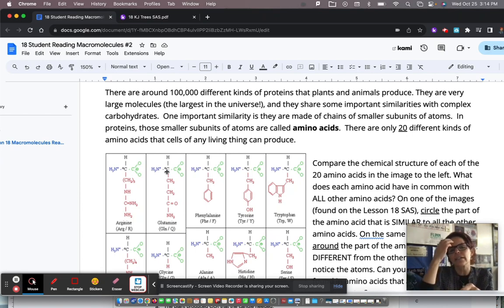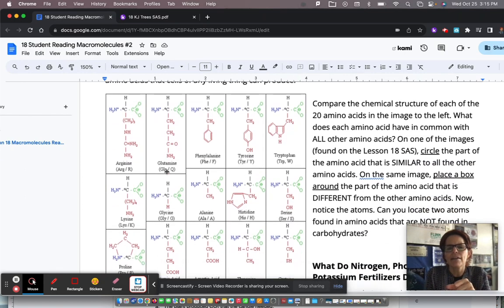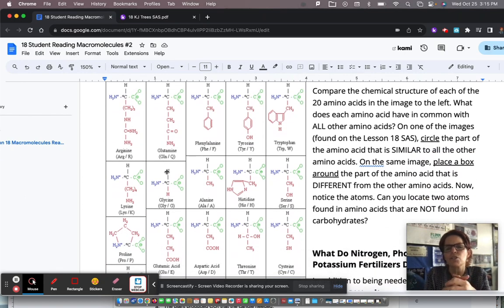One important similarity is that they are made of chains of smaller subunits of atoms. In proteins, those smaller subunits of atoms are called amino acids. You built them in the model building lab. There are only 20 different kinds of amino acids that cells of any living thing can produce. Compare the chemical structure of each of the 20 amino acids in the image to the left. I bet you're like, what? I can't do that. I can't compare them. You can. Let's look. What does each amino acid have in common with all the other amino acids?